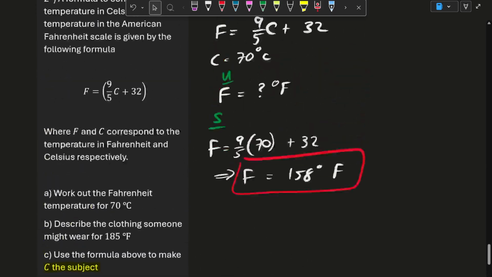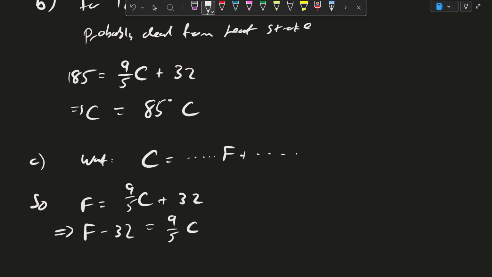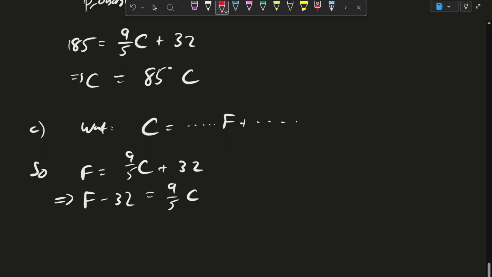So we note that the temperature in Fahrenheit is 9/5 C plus 32. So I'm going to subtract 32 from both sides. So we're left with F minus 32 is 9/5 C. Then I'm going to multiply both sides by 5/9. The reason I do that is because we have a 5 knocking out a 5 and then a 9 knocking out a 9. So we're actually just left with the C.